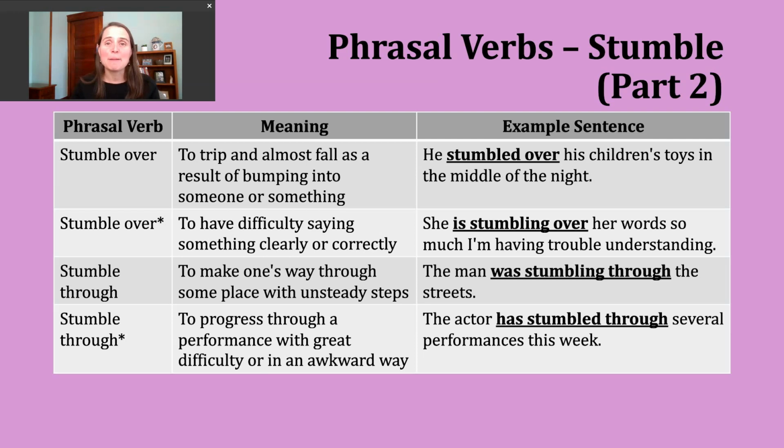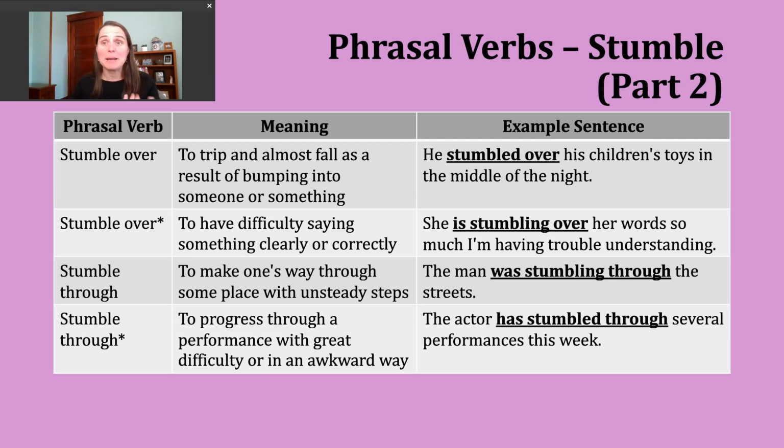The last way you might hear stumble through used is to mean to progress through some performance with a great deal of difficulty or in a very awkward way. Sometimes this phrasal verb gets used with performers. So this could be actors in the theater or someone else giving a performance. An example of this in a sentence might be, the actor has stumbled through several performances this week.